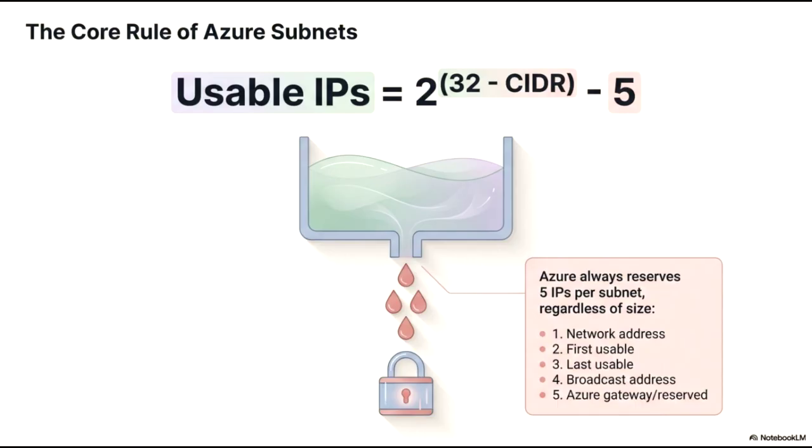As shown in the diagram, these 5 addresses are essentially removed from the usable pool and reserved for internal platform management. These include the standard network and broadcast addresses, along with 3 additional IPs dedicated to infrastructure services: the default gateway, and the addresses used for Azure DNS mapping. When performing capacity planning for your cloud infrastructure, always account for this subtraction to ensure you have enough usable addresses to accommodate your virtual machines and service endpoints.